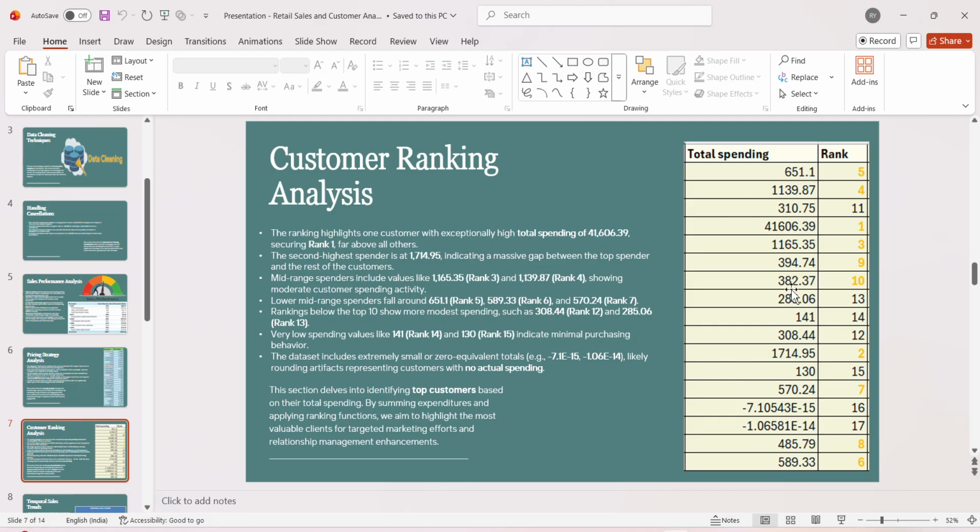So very low spending values. The data set includes extremely small or zero equivalent totals, like negatives, which are likely a rounding artifact representing customers with no actual spending. This section delves into identifying top customers based on their total spending by summing expenditures and applying ranking functions. We aim to highlight the most valuable clients for targeted marketing efforts and relationship management enhancements.